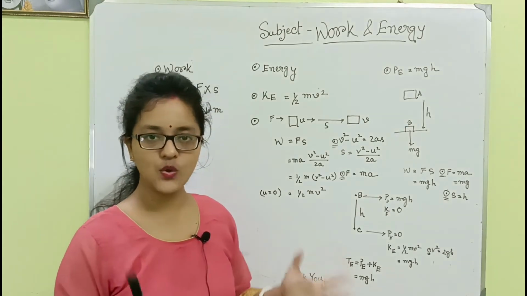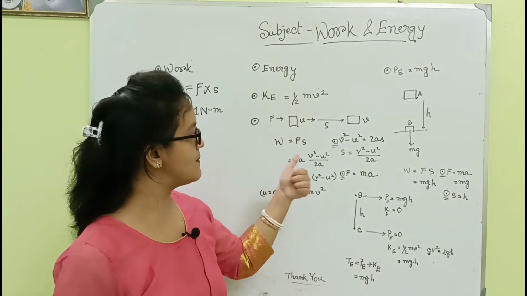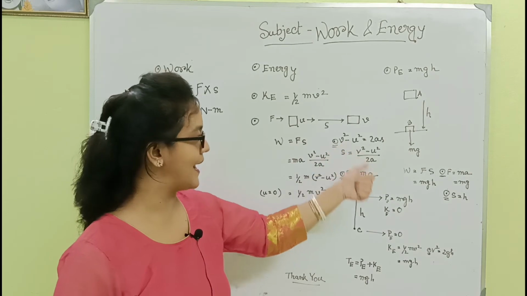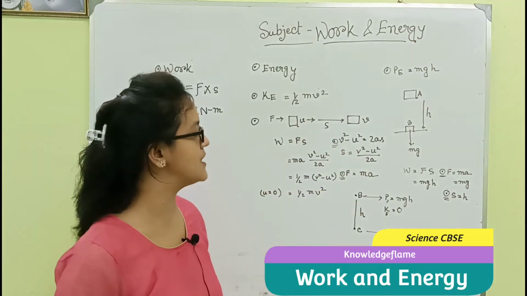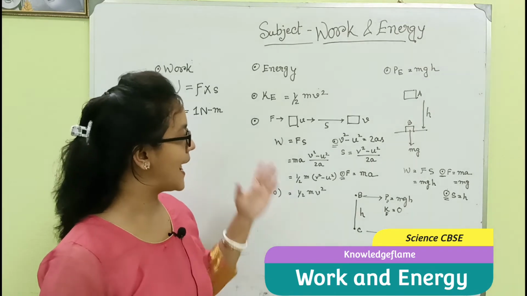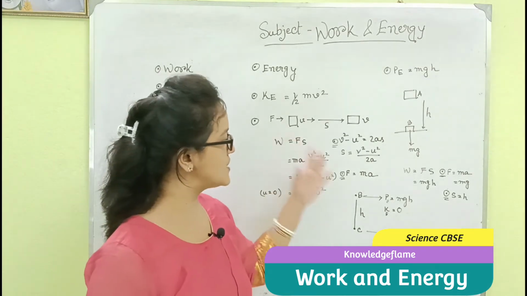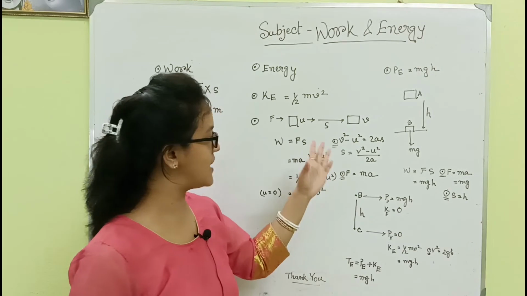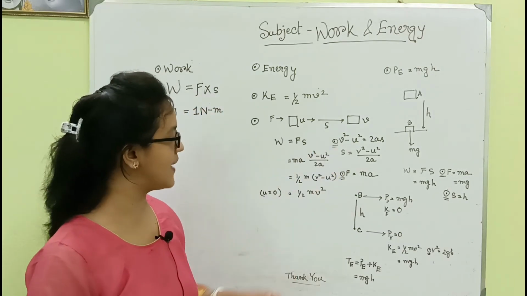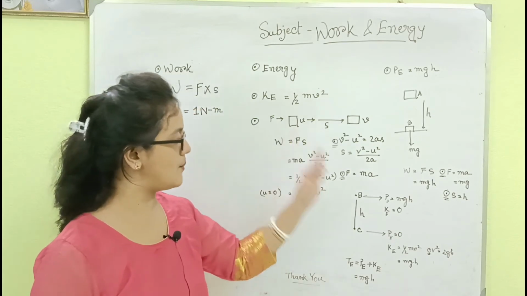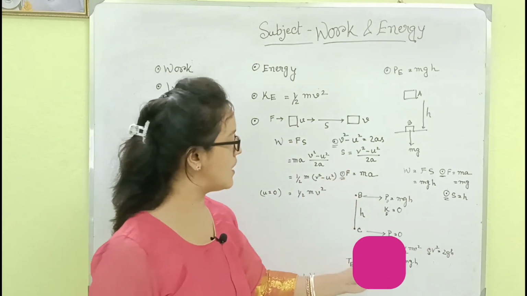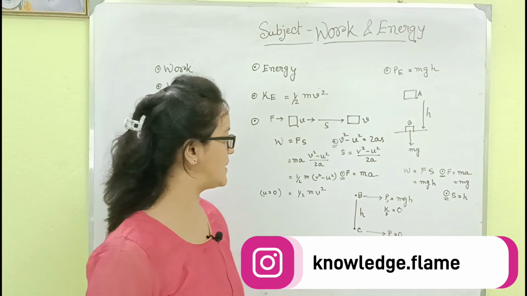previously we told the equation which is v square minus u square equals 2as. V is the final velocity, u is the initial velocity, a is the acceleration, and s is the displacement. So s is actually v square minus u square divided by 2a. On the other hand, the force applied on the object is the product of the mass of the object and the acceleration of the object.